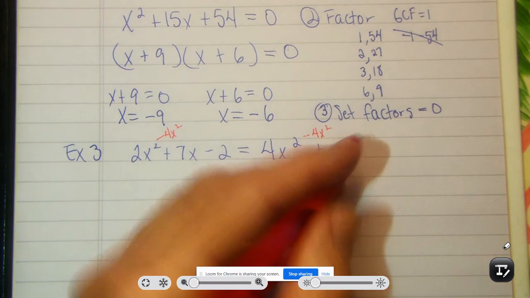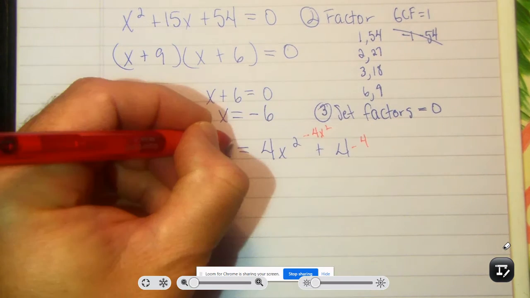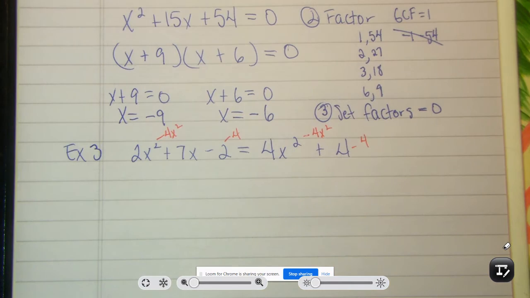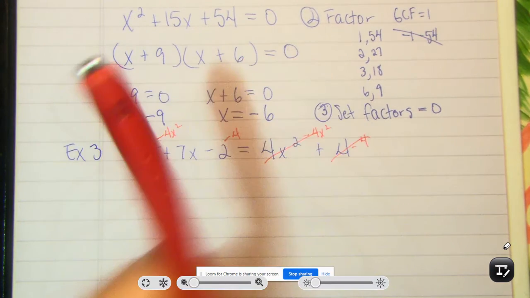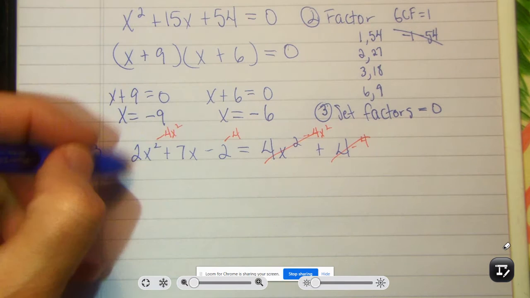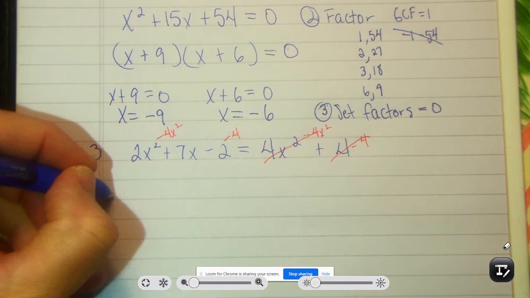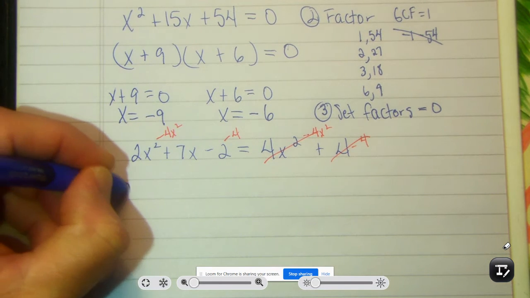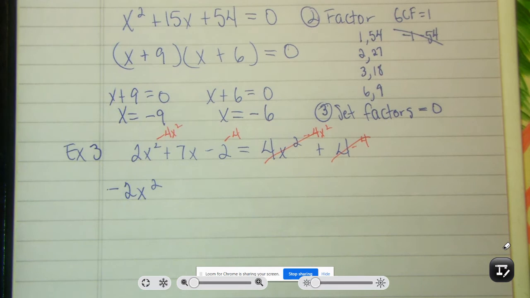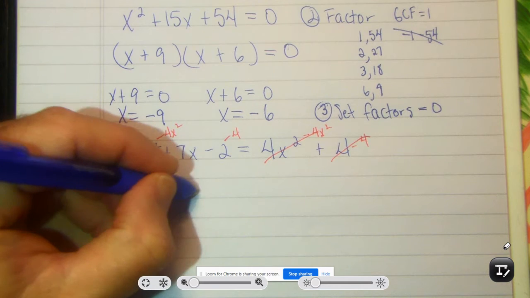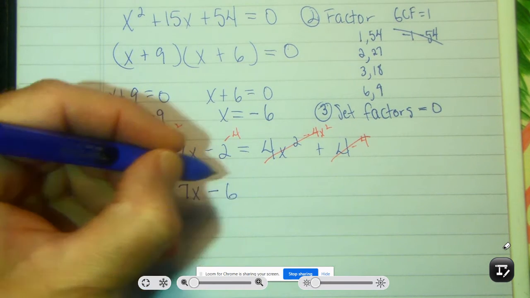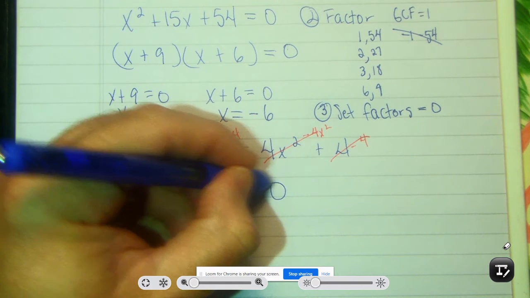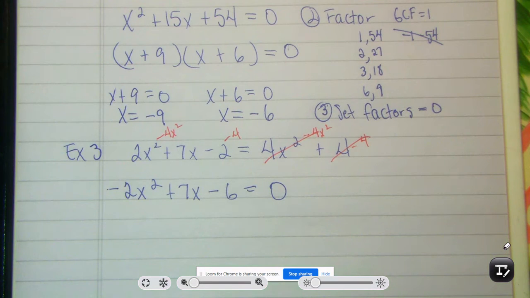And actually, I need to also subtract 4. So we'll kind of do that in one step. These will cancel out, and those will cancel out, which sets it equal to 0. 2x squared minus 4x squared is negative 2x squared. Bring down the plus 7x. Negative 2 minus 4 is a negative 6. And those all canceled out, so that's set equal to 0.